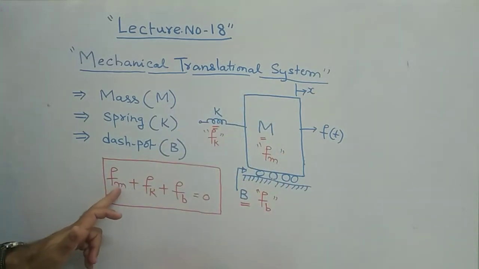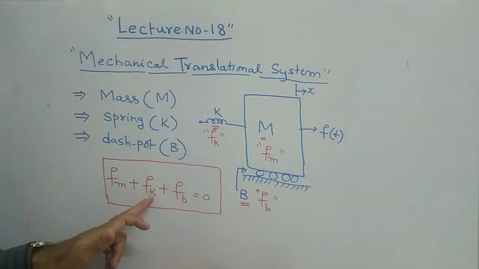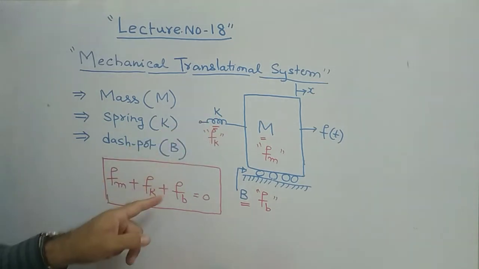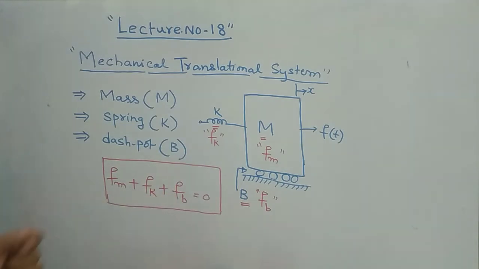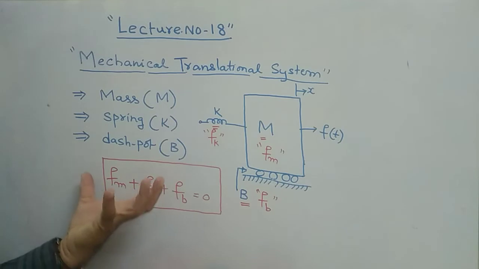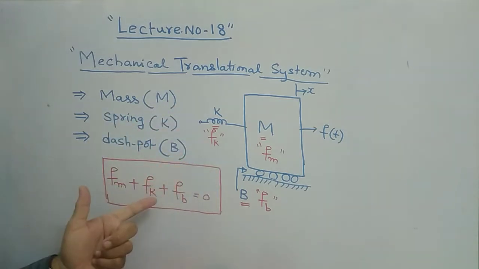So, the force with respect to the mass element; the force F suffix k is nothing but the force with respect to the spring constant k; and this is the force with respect to your dash pot element. If you take the sum of these three forces, then this will be like this. That should equal 0, according to Newton's second law.